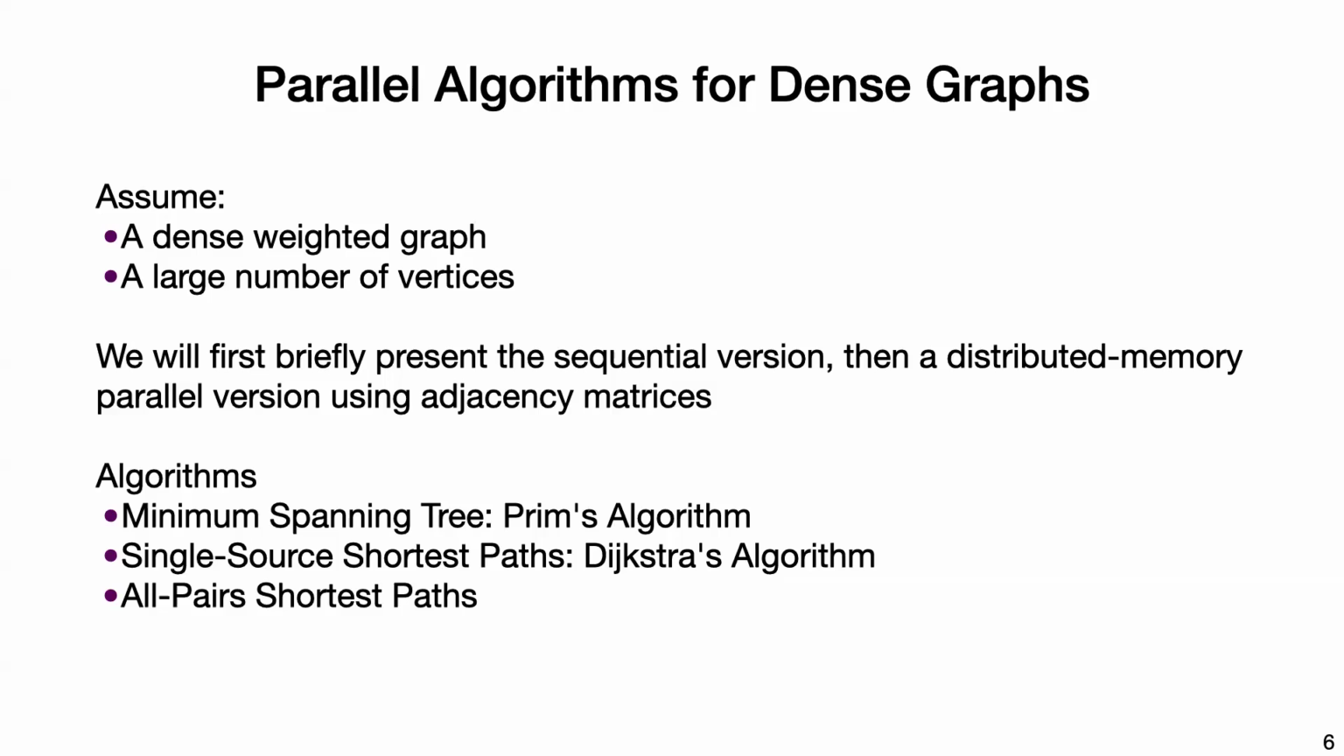The flow of this will work as follows: first we will go through the sequential algorithm, and then a distributed memory parallel version using the adjacency matrix. Then we're going to go through these algorithms, which are algorithms that you would learn in an undergraduate algorithms class: minimum spanning tree, where Prim's algorithm is a very famous algorithm for MST; single source shortest paths, using Dijkstra's algorithm; and all-pairs shortest paths.